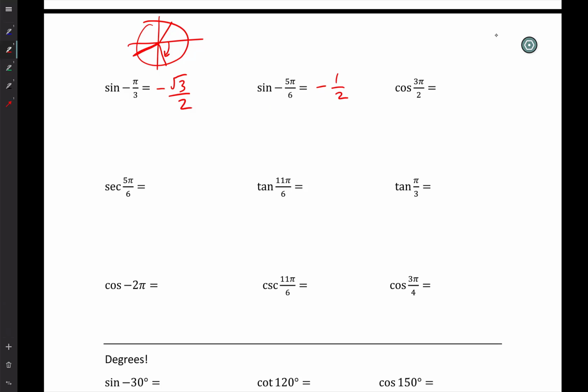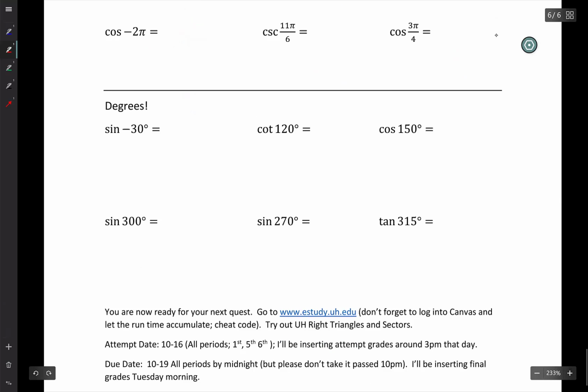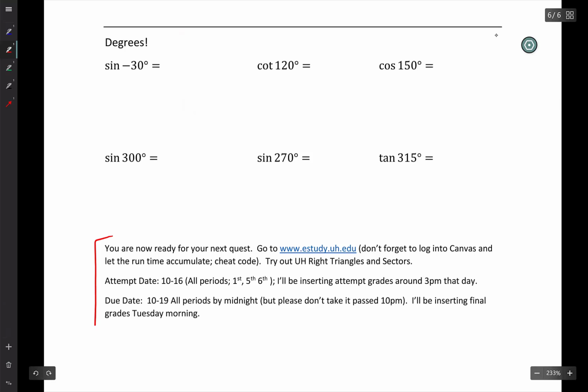Cosine of 3 pi over 2. Cosine of 3 pi over 2 is at 270. Cosine's the x value, 0. Try to do as much as you can without the assistance of a unit circle. So I just put this in here for review for you guys. And then here is your deal, what you got to do.